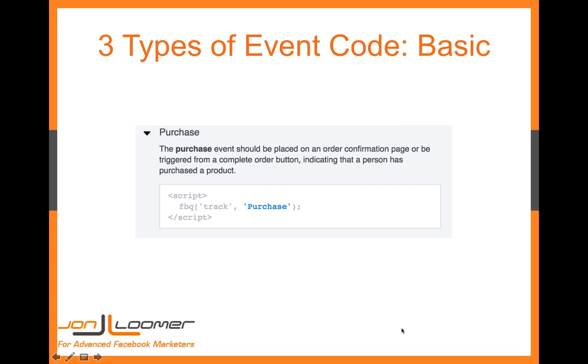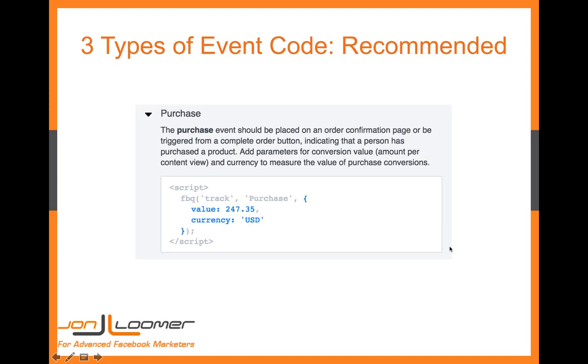So in terms of the basic, this is what it looks like. Okay, I'm just going to use purchase as the example each time. So this is going to be after that closing head tag. It's going to be enclosed by a script, and then just fbq track purchase. That's it. So it's just a matter of notifying that a purchase happened if someone visited this page that we're on right now. Okay. But then with recommended, then we can start adding details.